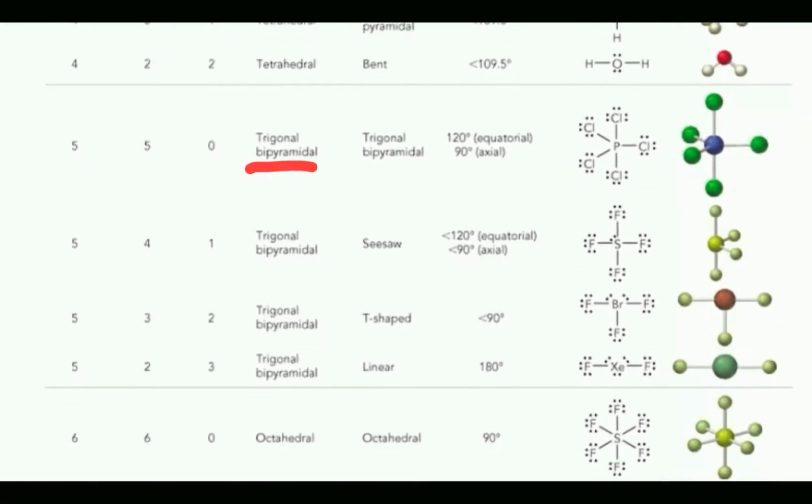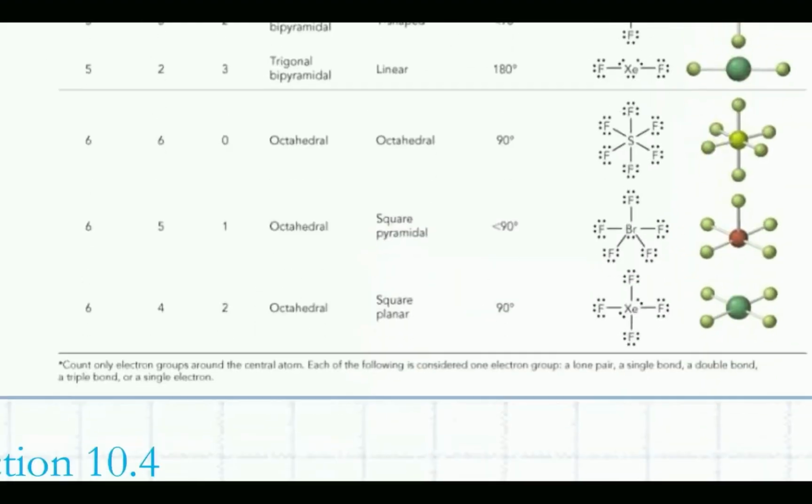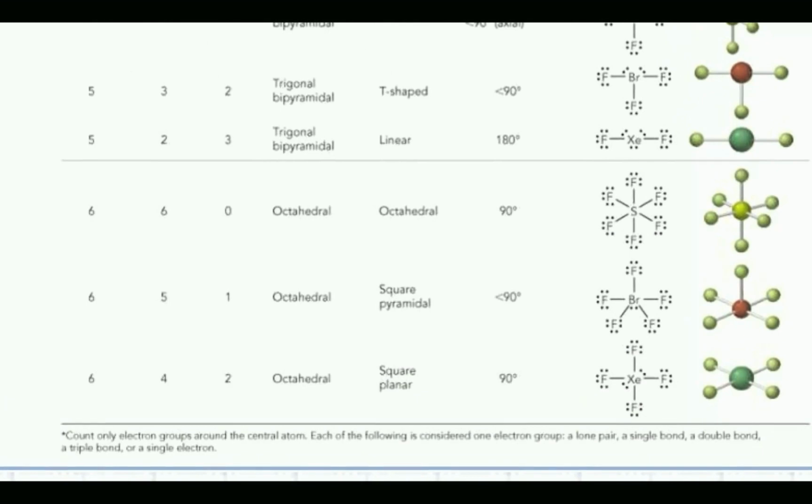Trigonal bipyramidal is up to 5 groups. So these are all trigonal bipyramidal. But depending on how many lone pairs there are, we can get the seesaw, T-shaped, or even back to linear. And then for the octahedral, square pyramidal and square planar are the other ones in that family.